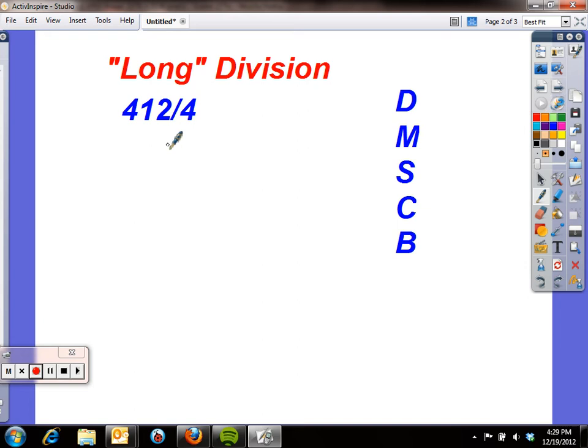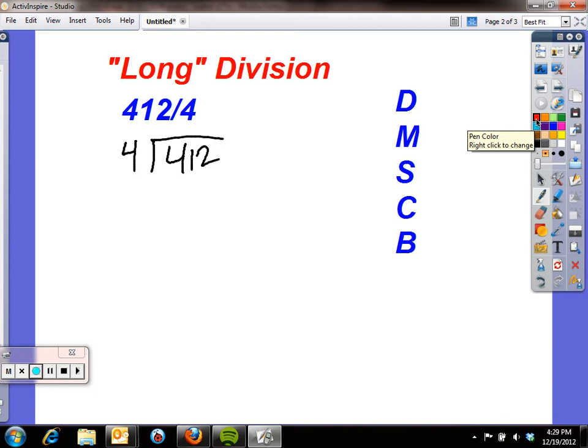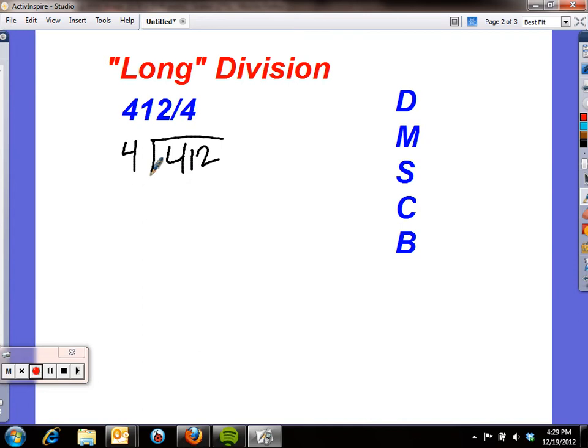I'll do one more. 412 divided by 4, and I picked this one because this is going to have another step that we need to be very, very careful of. All right, you change colors, so I'm going to start with divide. D stands for divide. Can 4 go into 4? Yes, it can. It can go once. That's pretty straightforward. Okay, I'm keeping my pen on the 1 because my next step is multiply. And I have to do something with that 1. 1 times 4 is 4. I'm going to keep my pencil on the 4 because my next step is subtract. I have to subtract that 4 from something. 4 minus 4 is 0.